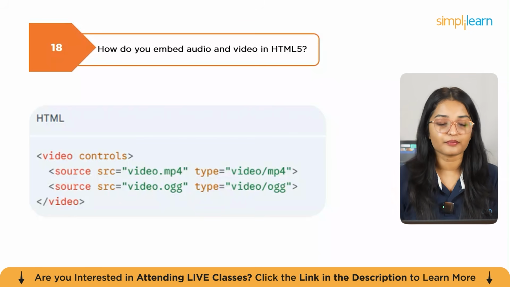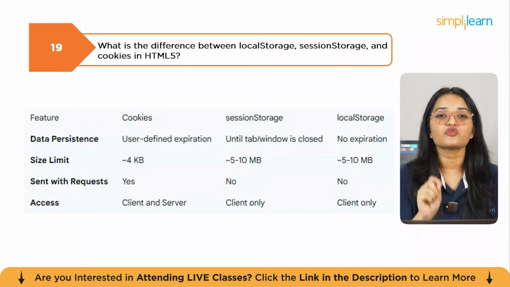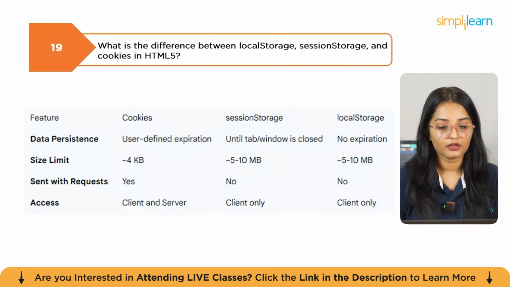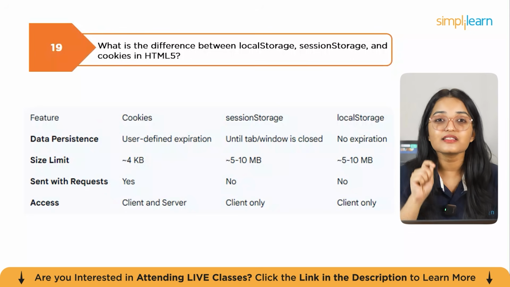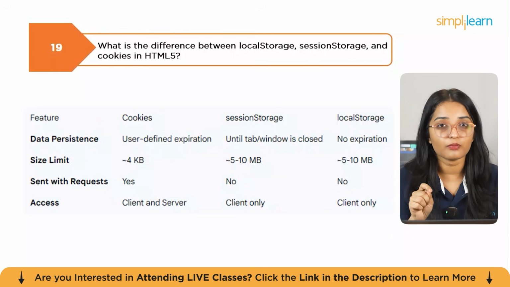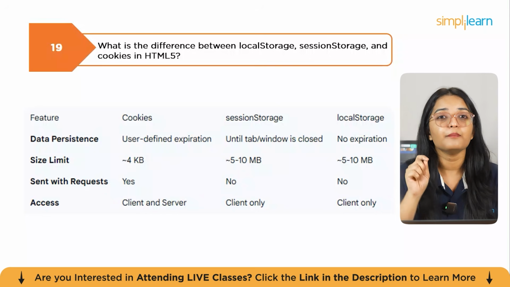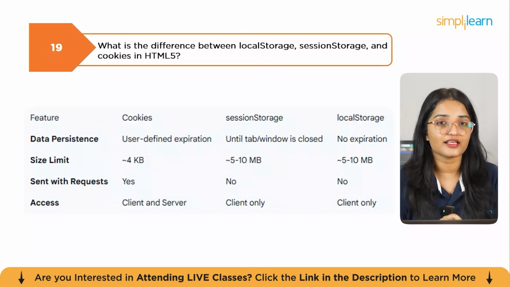That's it. The answer for this question is, basically, there are 3 methods for client-side data storage, each with different lifespan and purpose. Talking about cookies, these are small text files with a size limit of about 4 kilobytes. They are sent with every HTTP request, making them useful for tracking user sessions and personalization.